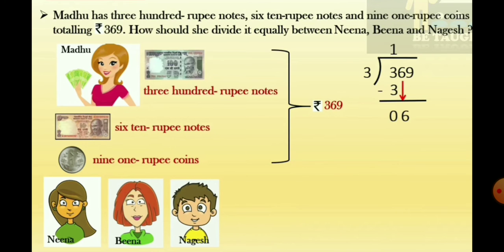Now this 369 rupees has to be divided equally amongst Nina, Beena and Nagesh. That means three people. Okay. So 3 is my divisor, 369 will be my dividend. So here, 369 divided by 3. Let's again start dividing vertically.